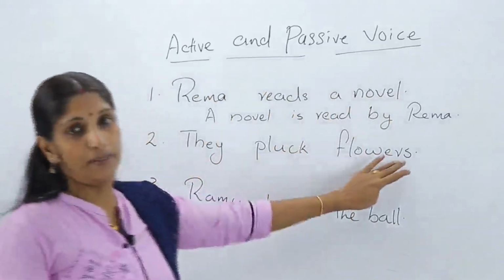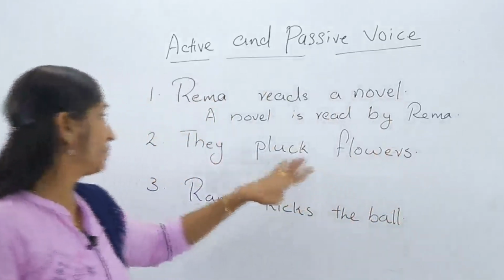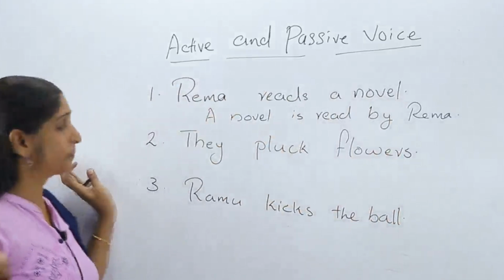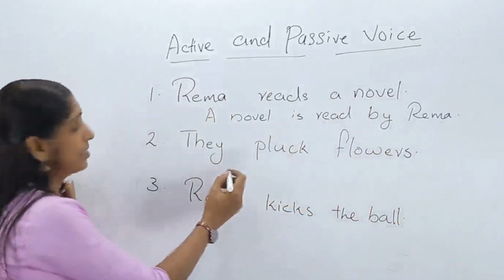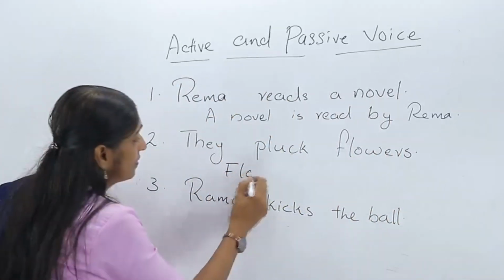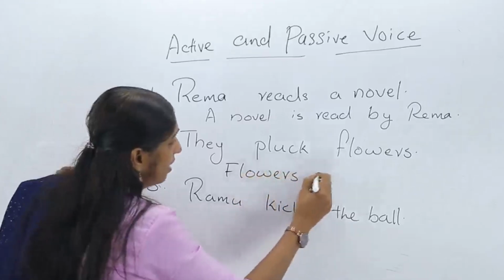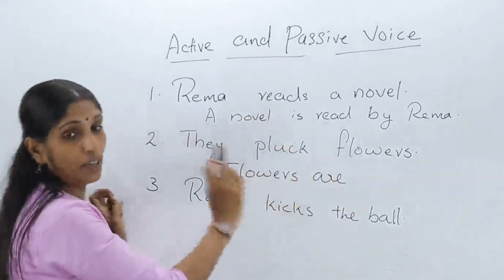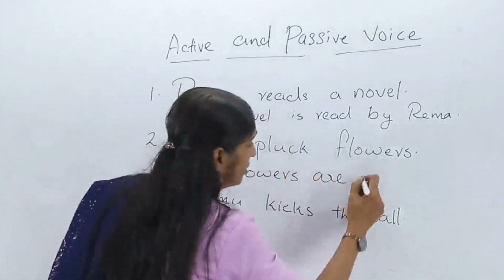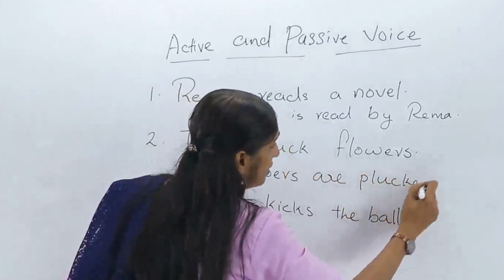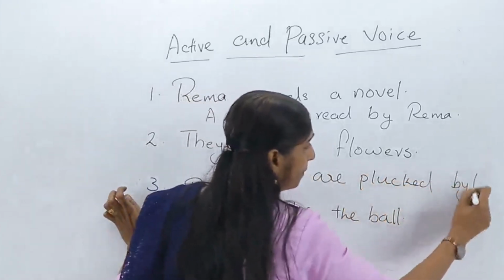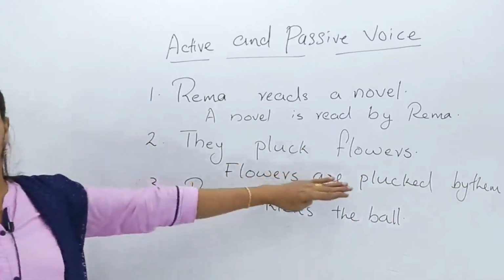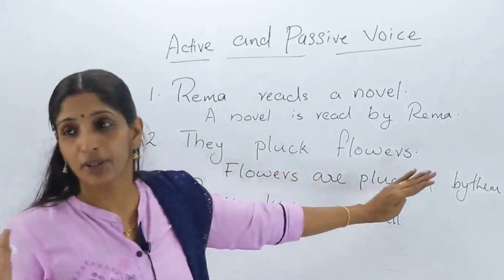Now we have to look at the second question. They pluck flowers. How do we change this sentence? Afra, please tell me your answer. Yes, okay. Flowers are... it's a verb, pluck. Okay, V3 form of pluck, plucked. Very good. Flowers are plucked by them. Have you all written the same? Very good. Hope all of you understood this.